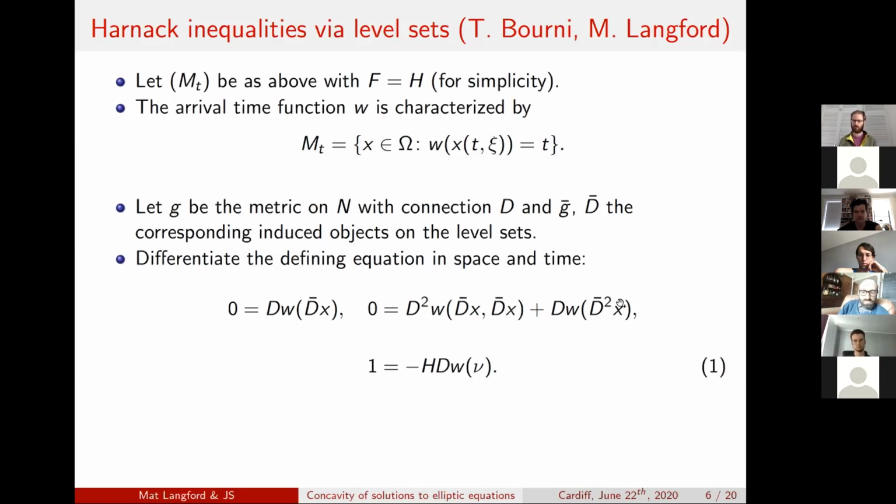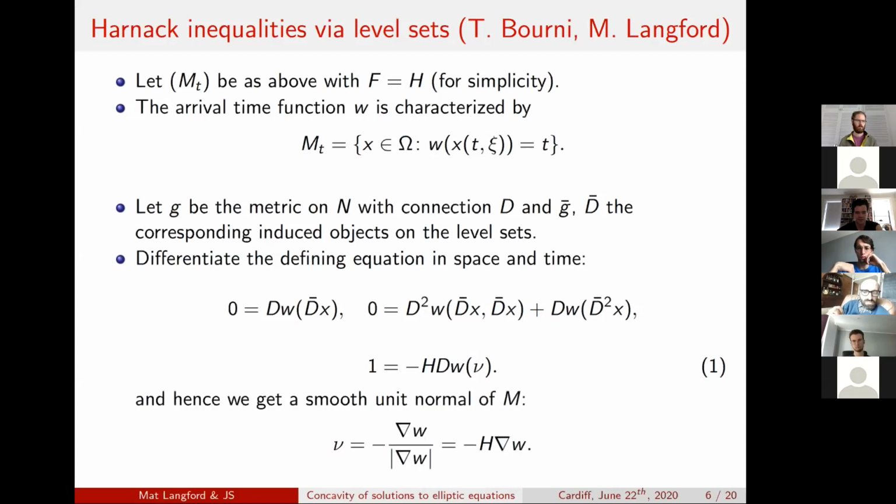Now we do the time derivative. If we differentiate this with respect to t, we get a 1. And then we use the chain rule here. And we already use that partial t of x is minus H times nu. So this is mean curvature flow, right? This is exactly the characterization of mean curvature flow in terms of the arrival time function. So, okay, these are 2 derivatives.